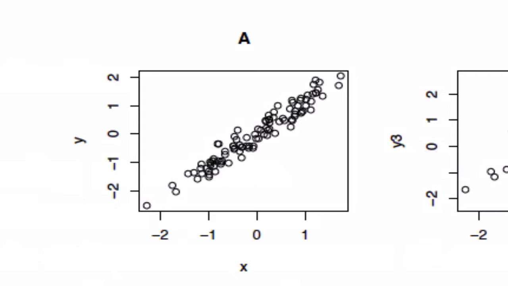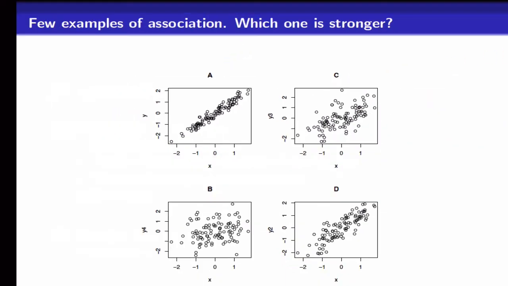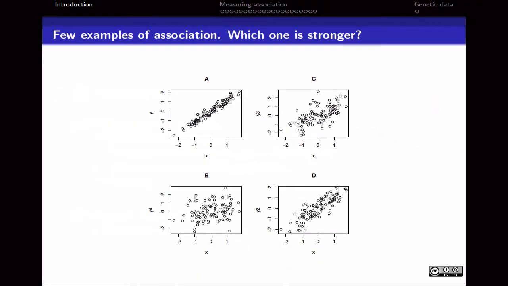So if I want to answer the question where the association is stronger, it's probably quite visible that in panel A the association is strongest, and then in panel D it is a little bit less strong, and then B and C are relatively the same, so maybe in C the association is slightly stronger.